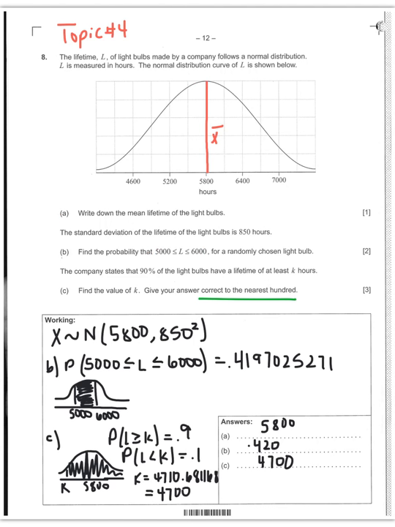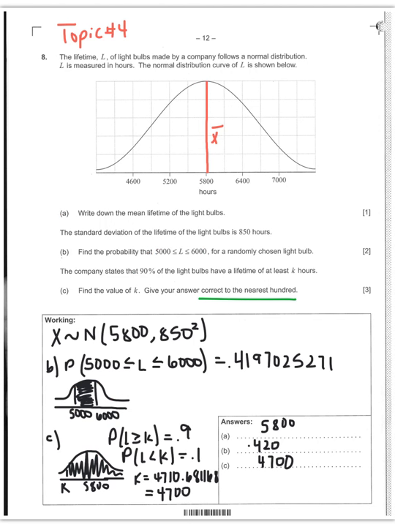And then they tell us that it states 90% of the light bulbs have a lifetime of at least K. Make sure you draw your normal curves. You do get a point for that. So at least K means that it's going to be greater than. So you shade greater than, and since it's almost 100%, it's going to be pretty far over here on the right that you're going to shade.